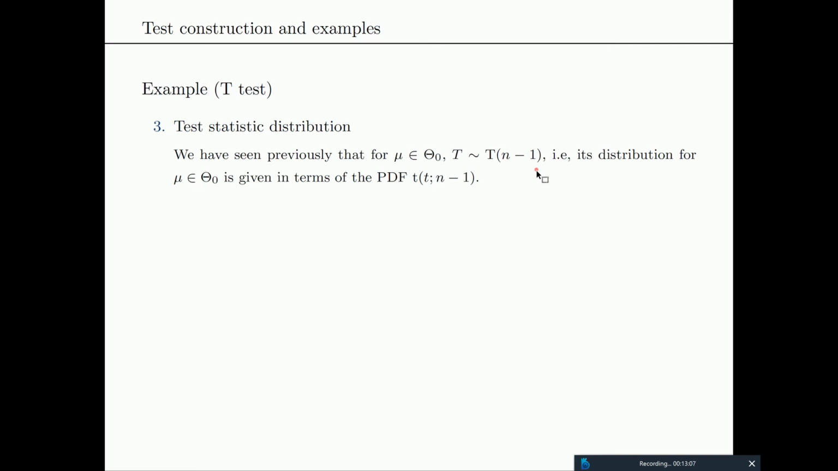We discussed that last week, and hence under the null hypothesis, so that the true but unknown value is in theta 0, it's distributed according to a t distribution PDF with n-1 degrees of freedom. That's last week's stuff. And this is always what you need to do when you establish a test. First you define a test statistic, and then you need to make a statement about its distribution to then be able to say what's happening under the null and usually also the alternative hypothesis.